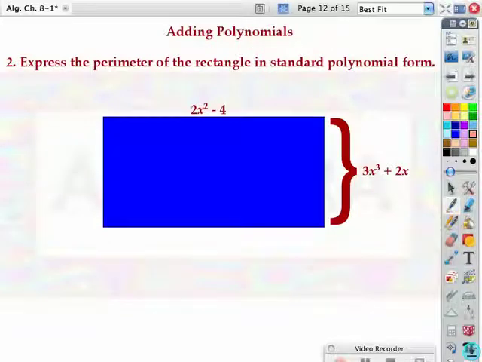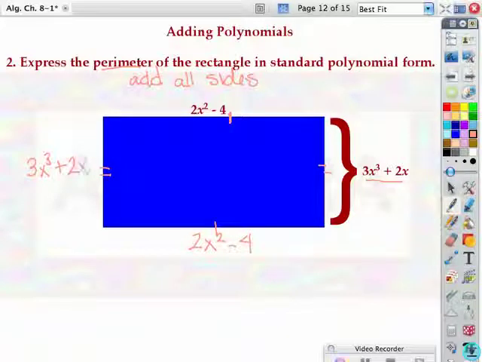Now if we were to look at this example and express the perimeter of this rectangle in standard polynomial form, all we're doing is adding and subtracting like terms. Perimeter means add all sides. When you see a rectangle, you know that opposite sides are congruent. So if you see something marked like this, that means they are the same. If this on the top is 2x squared minus 4, well, guess what? So is that one. And if this over here is 3x to the third plus 2x, then again, so is this one. Now we're adding.